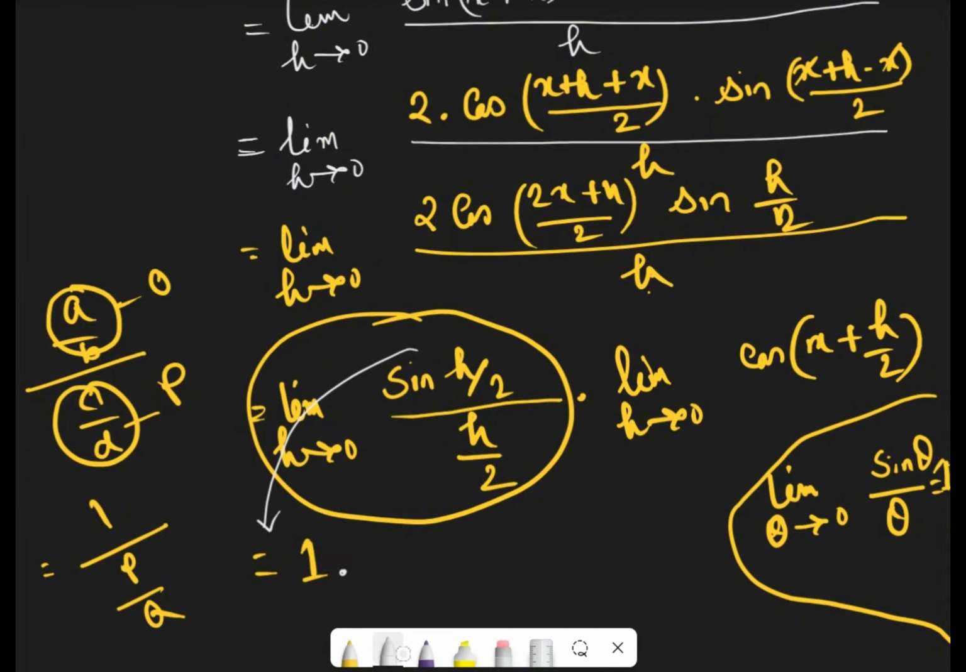And now limit h tends to 0. Now if we plug in the value 0 instead of h, this term will be 0. And what are we left with? We are left with cos x. So cos of x is the final answer.